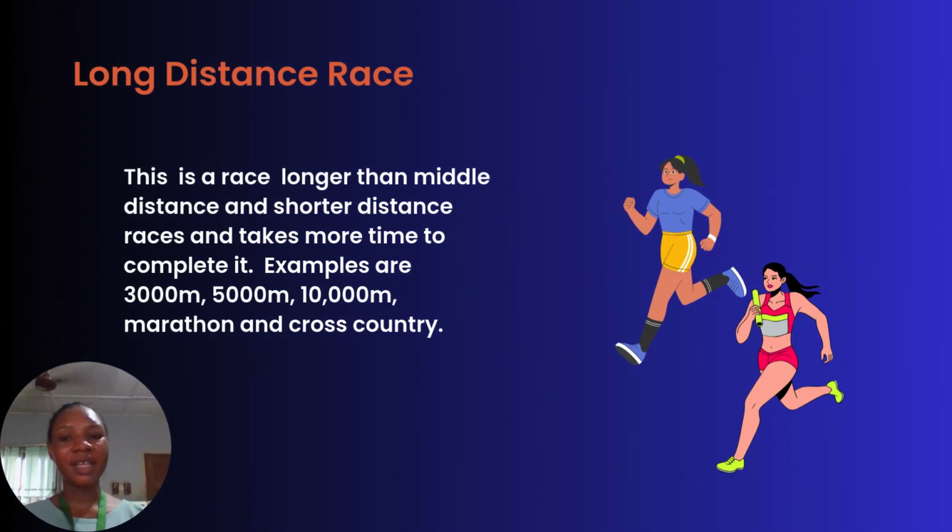Long distance race is a race longer than middle distance, and it takes more time to complete. Examples of these races are 3,000 meters, 5,000 meters, 10,000 meters, the marathon, and cross country. In long distance races, runners may not maintain any lane, but overtaking others must be from the right hand side.